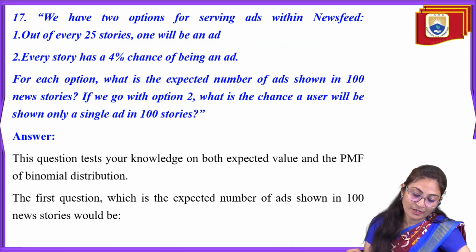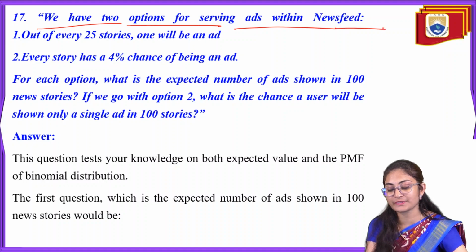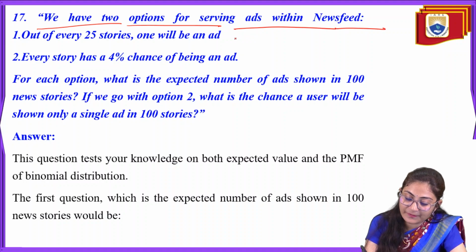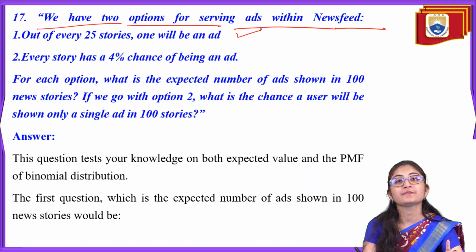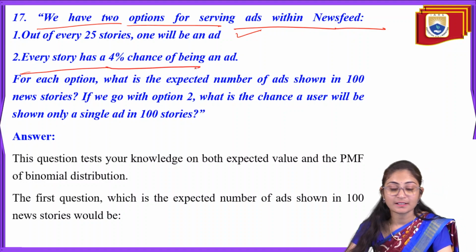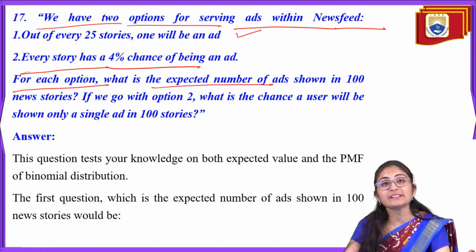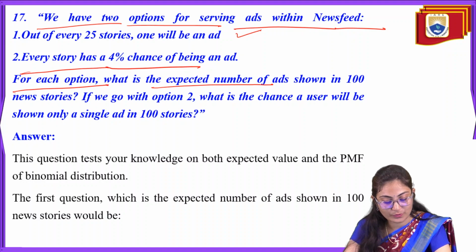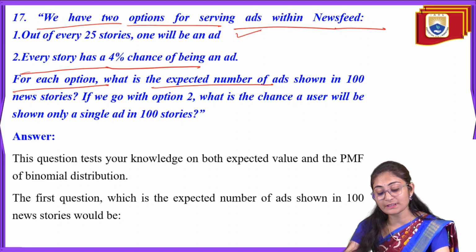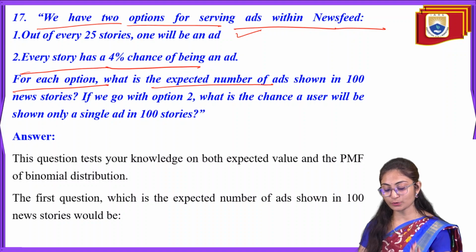Now we have 2 options for serving ads within newsfeed. Out of every 25 stories, one will be an ad. Every story has 4% chance of being an ad. Then for each option, what is the expected number of ads shown in 100 news stories? If we go with option 2, what is the chance a user will be shown only a single ad in 100 stories? So this question is related to PMF.